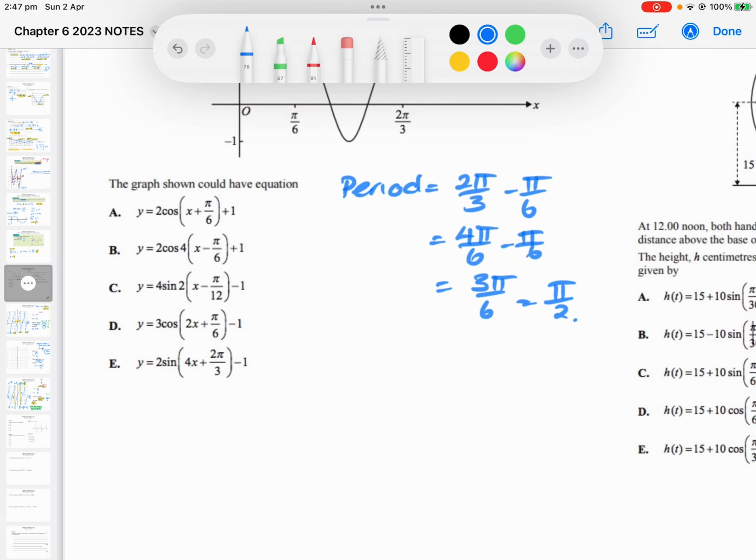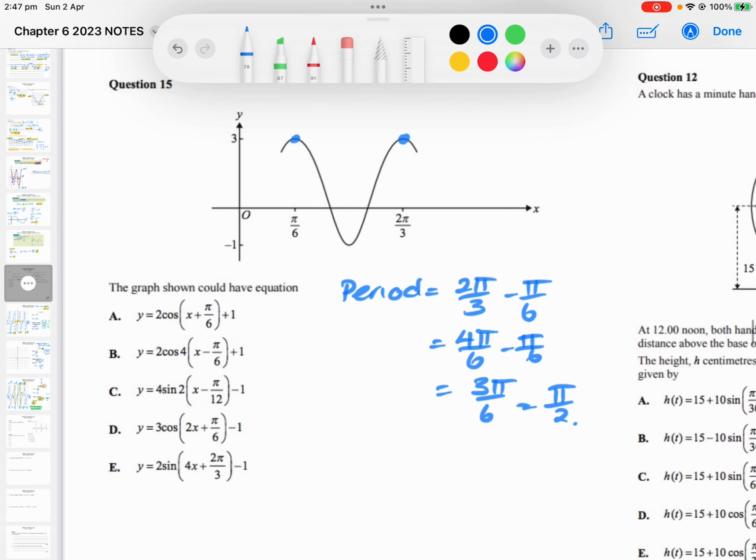So that means when I have the number I want here, I want 2 pi on n equals pi on 2. So I can get 2 pi equals n pi on 2. I'll times the 2 over here. So then I'm going to go cancel, cancel. So n must be 4.